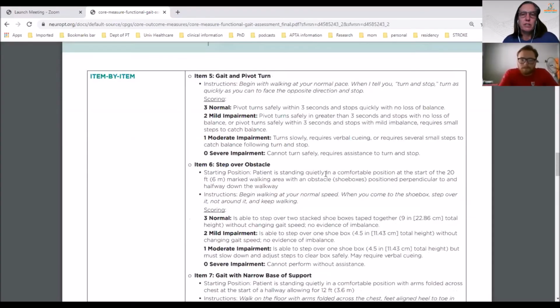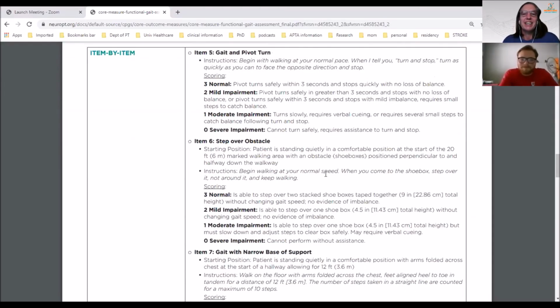Stepping over an obstacle, because this is a common one for stroke. Okay, so what would you anticipate she's going to do when you say begin walking at your normal speed? When you come to the shoebox, step over it, not around it, and keep walking? For this patient specifically, I would imagine that she would likely try to circumduct around the block instead of over the block. And then the question is, do you think she can actually truly lift that leg up and over the box? Based on what we decided her Fugl-Meyer score was, probably not.